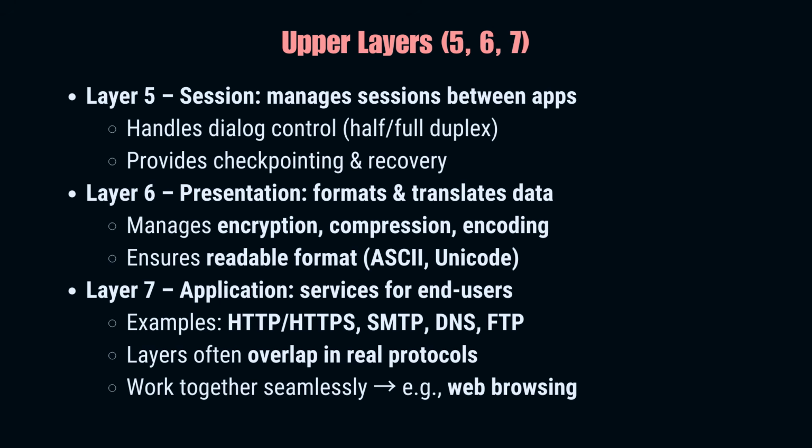Layer 7, Application Layer, provides network services directly to end users and applications, including web browsers using HTTP, HTTPS, email clients using SMTP, POP3, IMAP, file transfer using FTP, and domain name resolution using DNS. These layers work together seamlessly. When you browse the web, the application layer creates HTTP requests. The presentation layer may add SSL encryption. The session layer manages the connection. And everything flows down through the lower layers for actual transmission across the network.